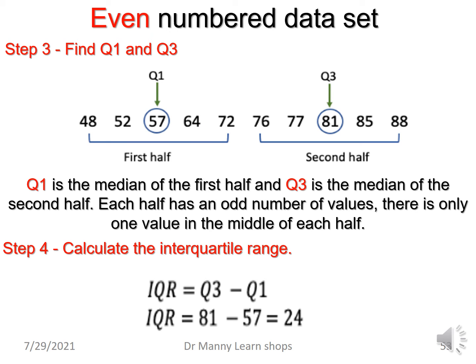Step 3, find the first quartile and the third quartile. The first quartile is the median of the first half and the third quartile is the median of the second half. Each half has an odd number of values. There is only one value in the middle of each half. Then you calculate the interquartile range, which is 81 minus 57, which is equal to 24.